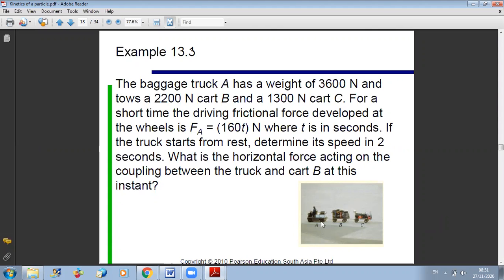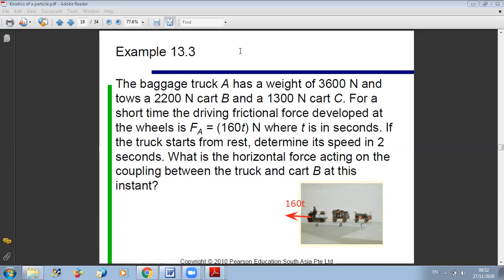So here you have 3 cars A, B, and C, and they tell you that you have a force acting on A. The driving force is only acting on the wheels of A, and it's given to be equal to 160 T. And they didn't mention anything about friction of the ground, meaning opposition from the ground. So you only have the driving friction acting on A.